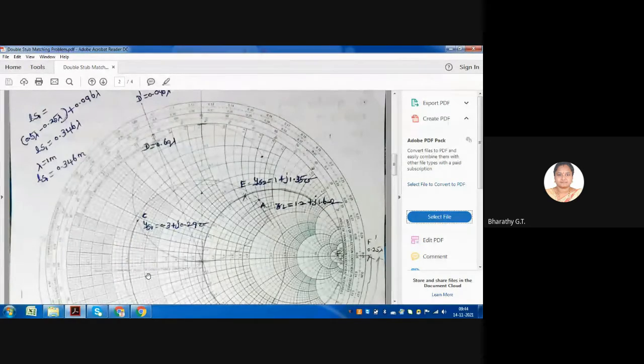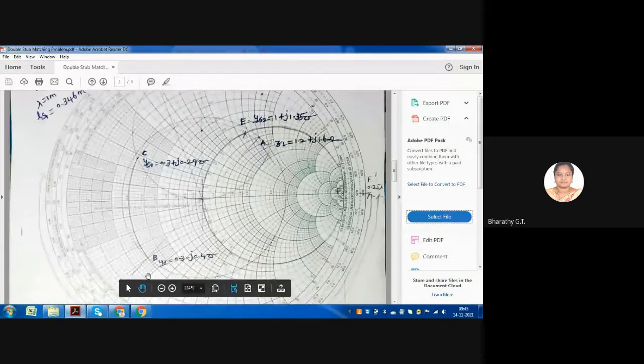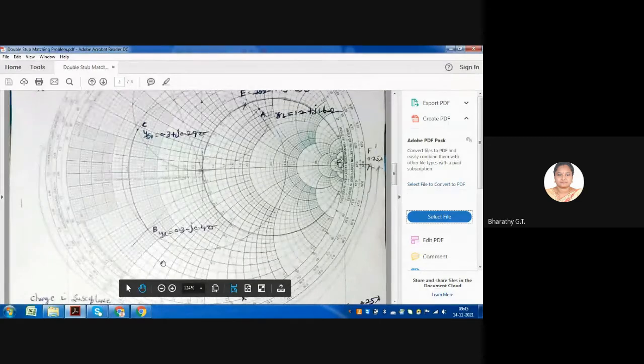What is the admittance value? Yes. What is the admittance value you have got now? 0.26 minus J 0.4. 0.3 minus J 0.4. Exact on the point, touch 0.3.